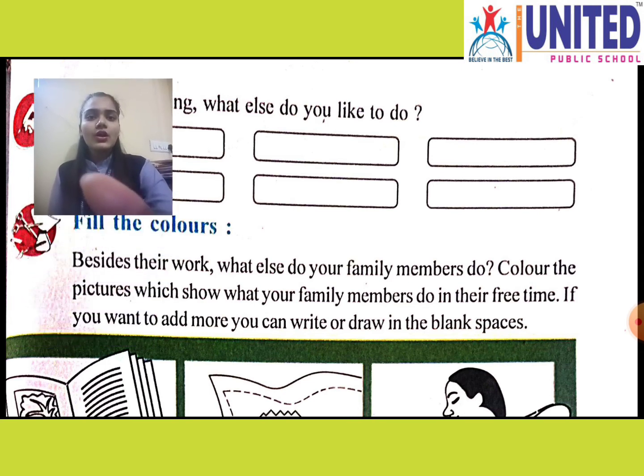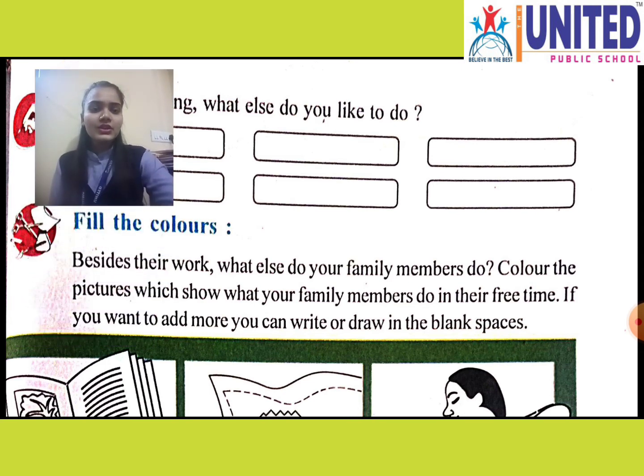Okay, so now downside, let's see downside. So here one activity is given. Okay, so now let's see what you have to do in this activity. Okay, so fill the colors. Okay, besides their work, what else do your family members do? Yes, now beta here it is asking you that besides their work what else do your family members do? उनके work के अलावा भी आपके जो family members हैं, what else do your family members do?